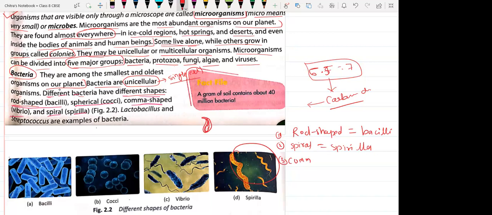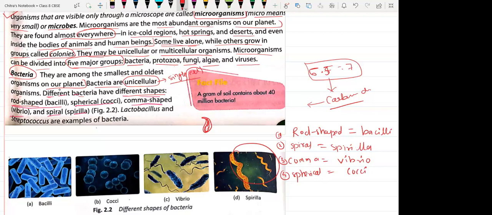I have a doubt. Being in different shapes, does it specify them in a different way? Yes, it specifies their types also. If they are comma shaped, they are called as vibrio. If they are spherical shape, they are called as cocci. So these are the four types of bacteria on the basis of shape.